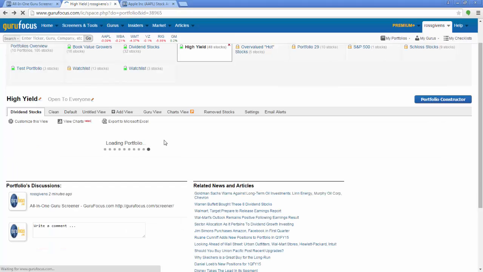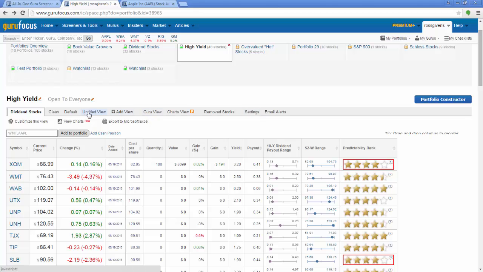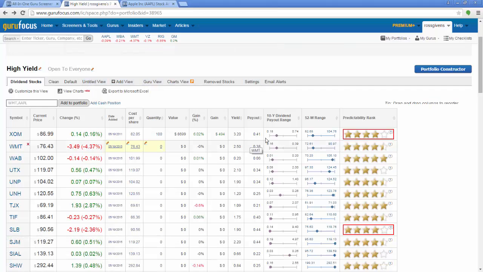Now, someone asked if they can see ex-dividend dates in a column. I don't know if the ex-dividend date is going to be available in here. I'll have to check. But if you want to email Craig, if you want to email support@gurufocus.com, they can definitely let you know and tell you if they don't have it, tell you if it's possible to add it to you.